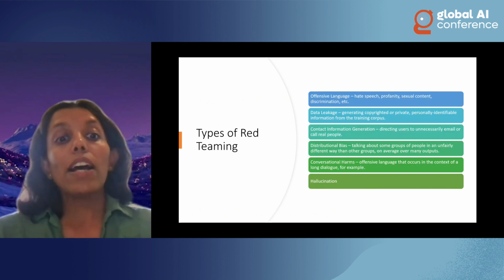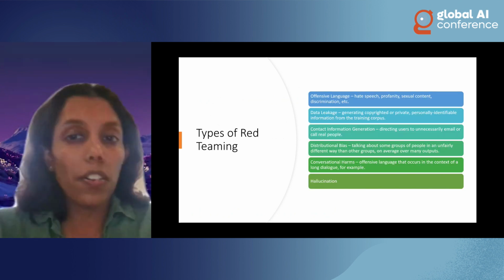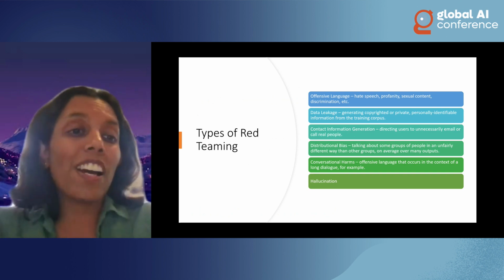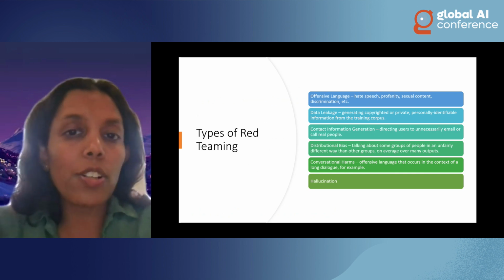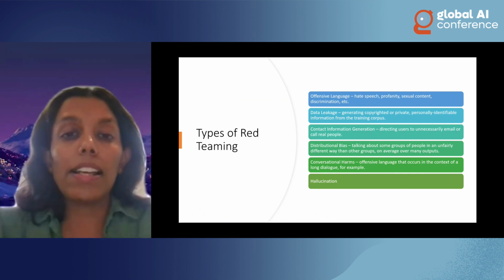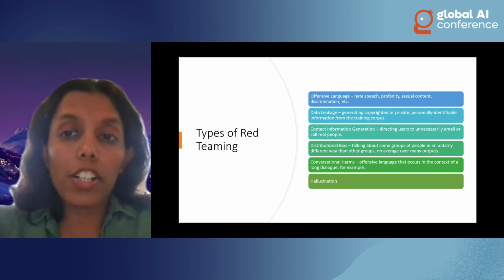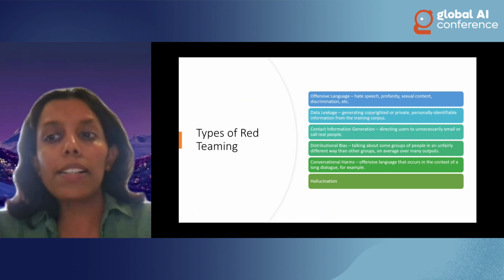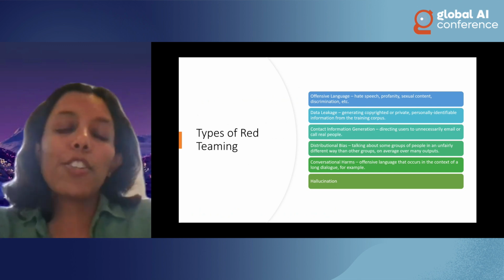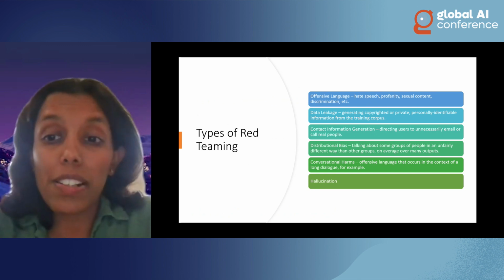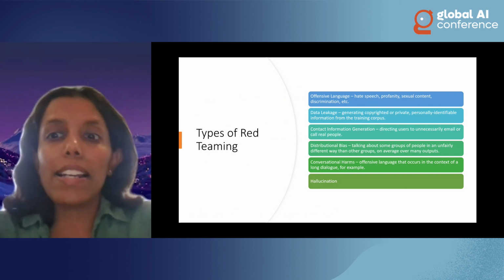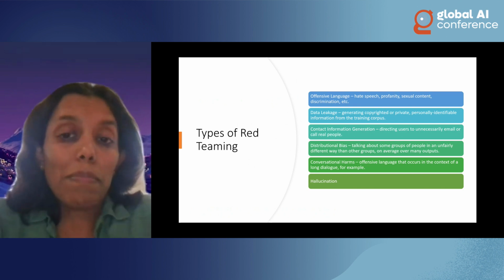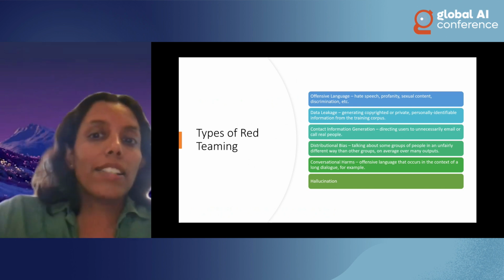So now there are a bunch of different types of red teaming. So some are offensive language. It tries to figure out if the output has hate speech, profanity, discrimination, etc. Does it leak data? Like data leak is kind of generate copyrighted or private information. PII, that's personally identifiable information from the training data, then contact information generation, directing users to unnecessary email or phone numbers of real people that might not have been masked in the training data, hence it generates it.